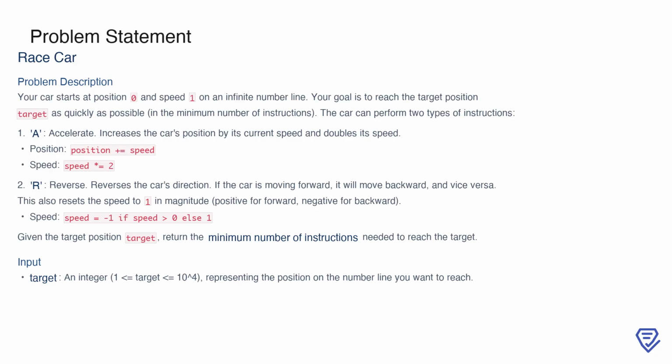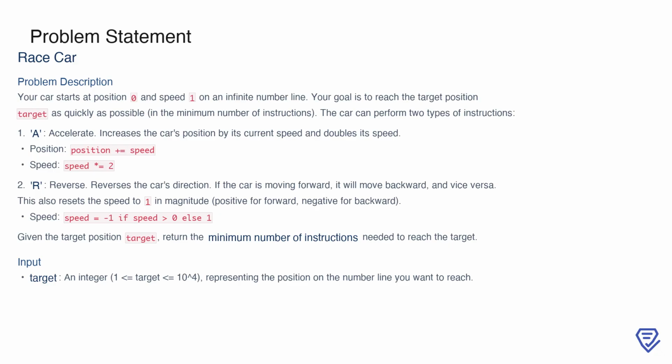The second action is reverse, which changes the direction of the car. If the car is moving forward, it will reverse and start moving backward, and vice versa. When reversing, the speed is reset to 1 in magnitude, so it becomes either positive 1 if the car is moving forward or negative 1 if it's moving backward.